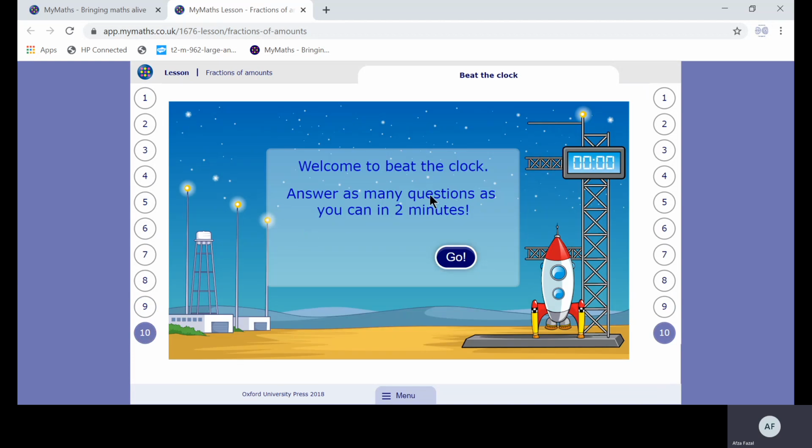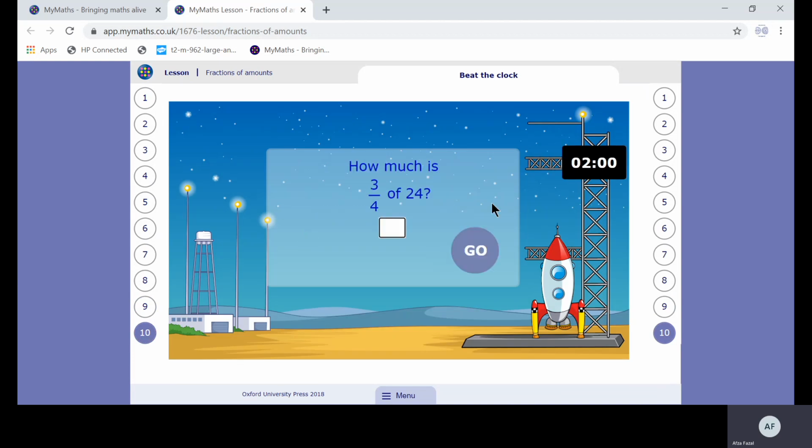And the last bit, you've got to beat the clock. So you answer as many questions as you can by completing these calculations. Then once you've answered it and pressed go, your next calculation will come up. So 24 divided by 4 is 6, times 3 is 18.